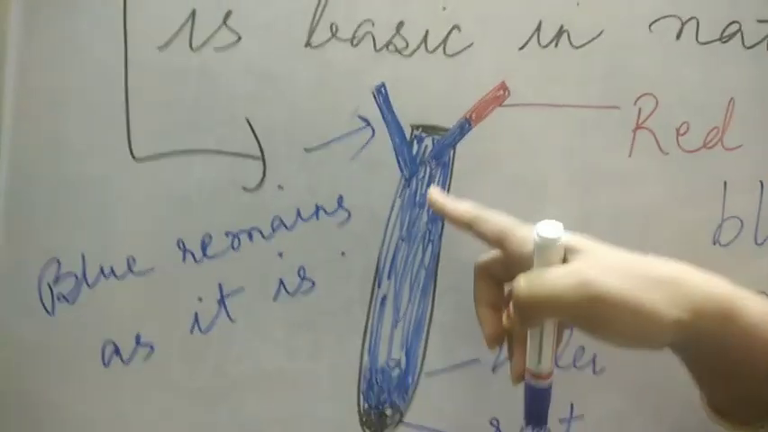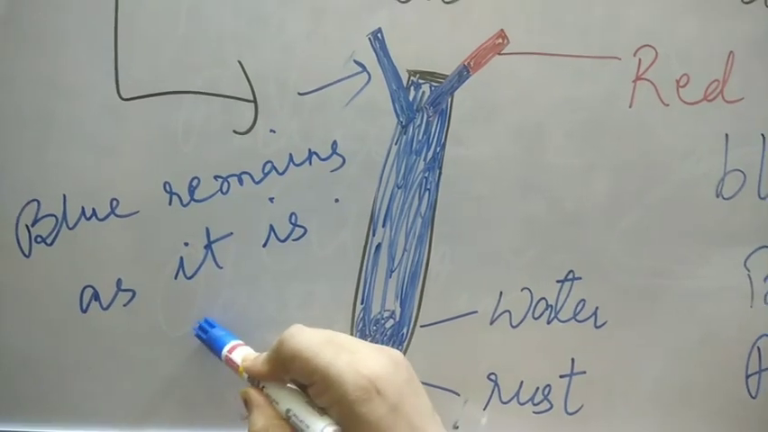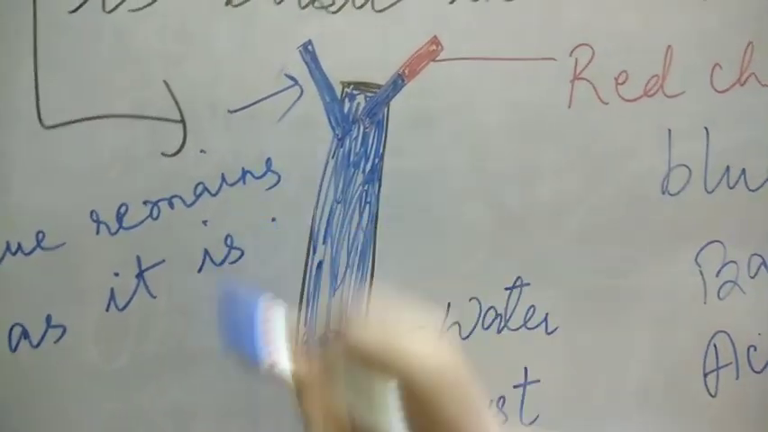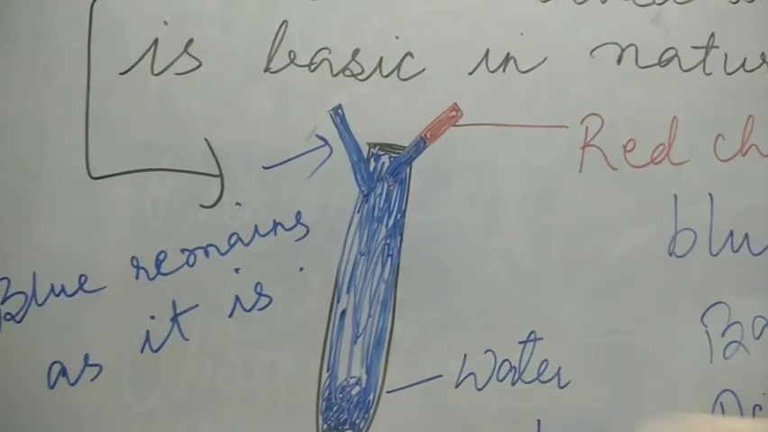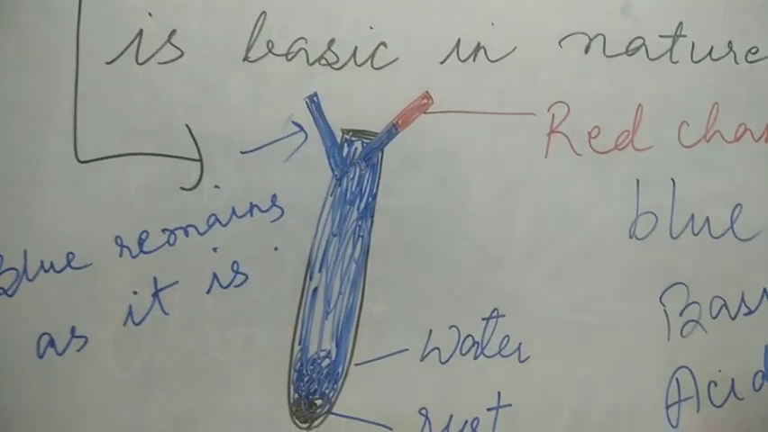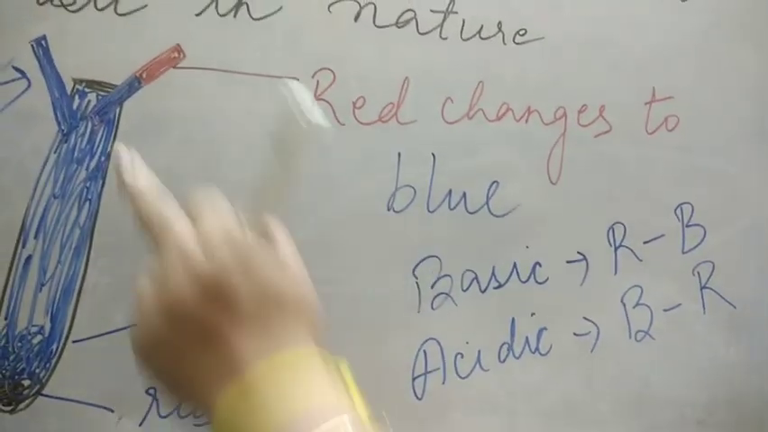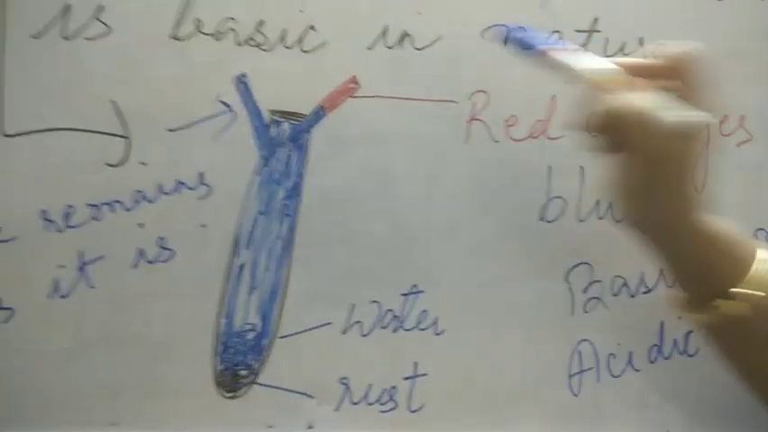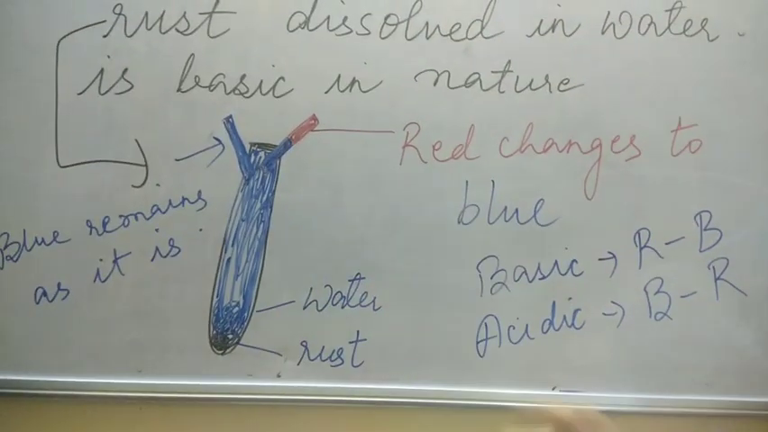You will find the blue litmus paper remains blue. So it indicates that if the blue remains blue, the suspension which you have made with the rust, that is rust plus water, is not acidic, because blue remains blue. So let me check with the red. Is red changing color or is it also the same?